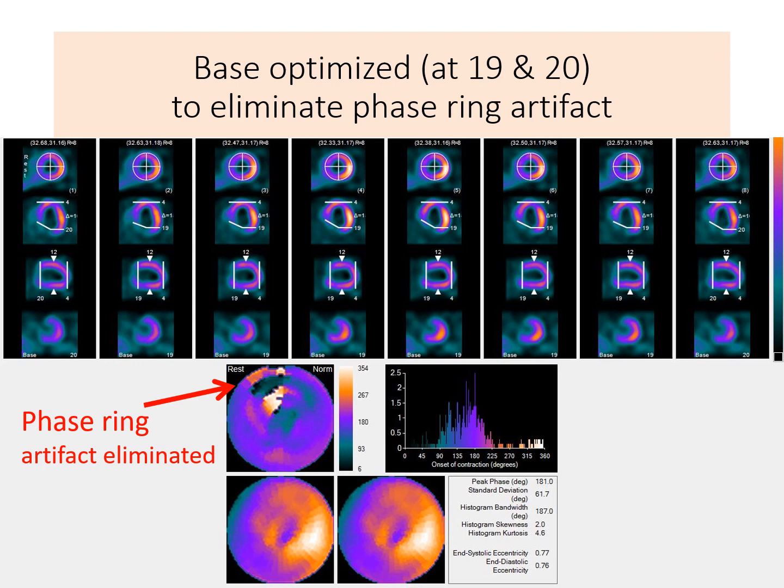What if we try to optimize this further manually, having a 20 here and 19 in the other 6 gates? Now you can see that the ring artifact has almost totally disappeared, and the standard deviation has gotten down to 62. Again, still abnormal, but a much better defined histogram. And this is where we're tweaking these algorithms to show you in this patient. Clinically, it makes no big difference, but in other patients it may.